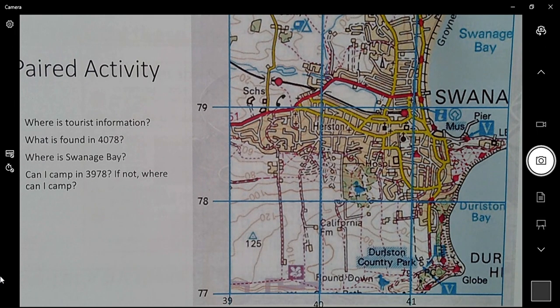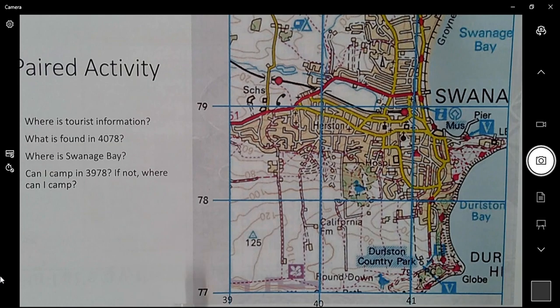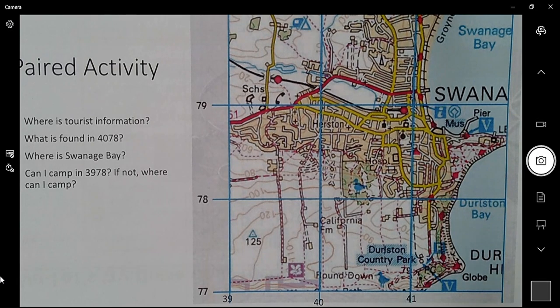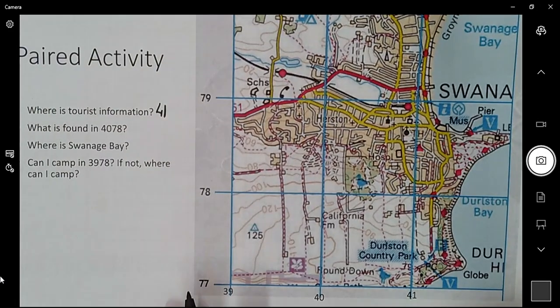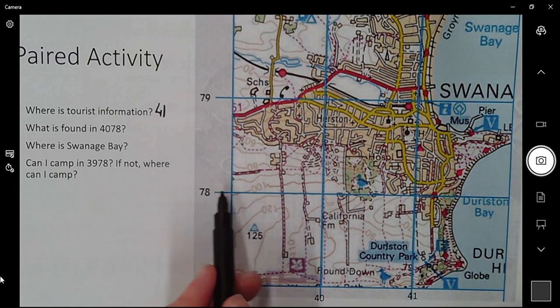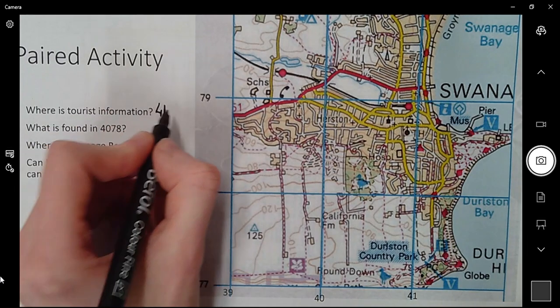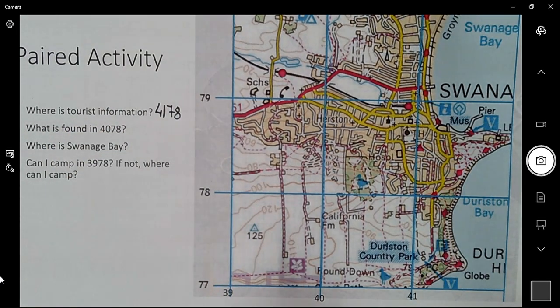So the first question is, where is the tourist information? Now when it says where, I need to give the grid reference. So I need to look for my tourist information, and I can see the little I here for information. So I go along my easting across the stairs to 41. I know it's in this box, so my easting is definitely 41. Then I go up here, and on this line going up, it is 78. So the answer is 4178.